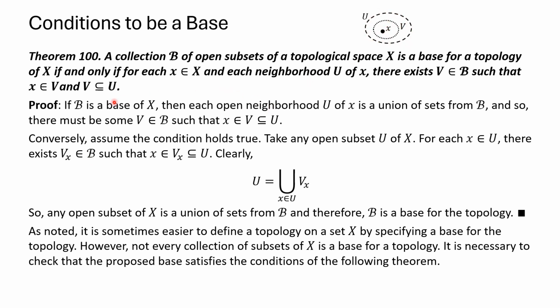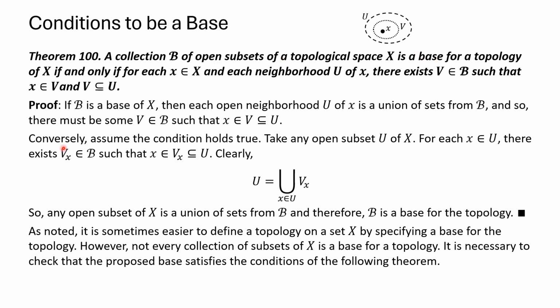So let's prove that. Let's start with the case where B is a base of X, going in the forward direction of this if and only if statement. If B is a base of X, then each open neighborhood U of x is a union of sets from B, and so there must be some V, an element of our base B, such that x is an element of V, which is a subset of U. So that proves the theorem in the forward direction.